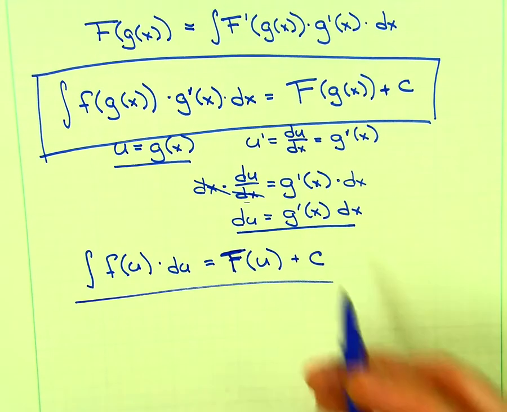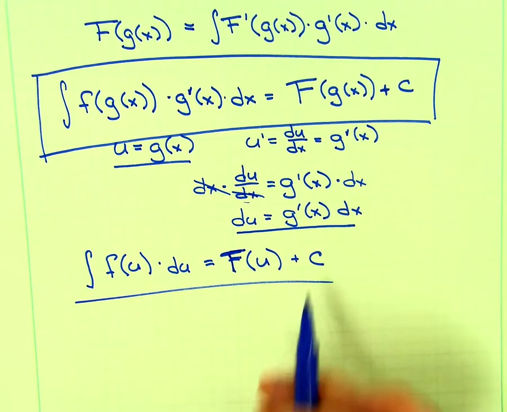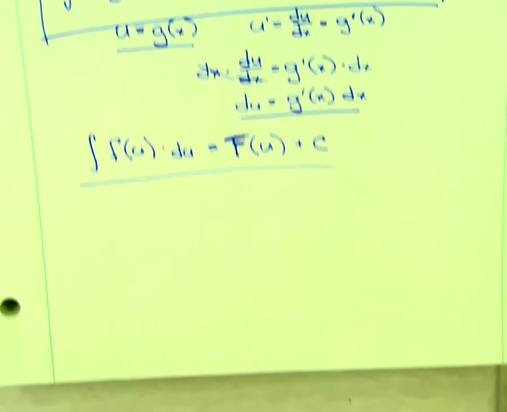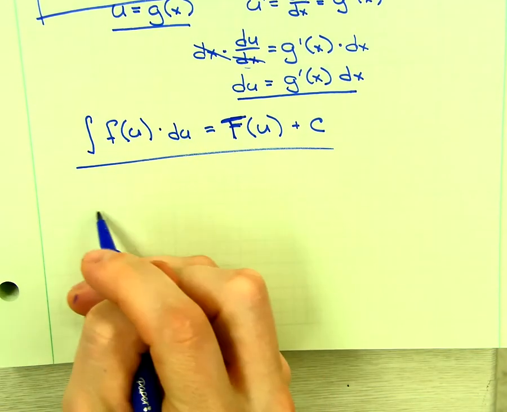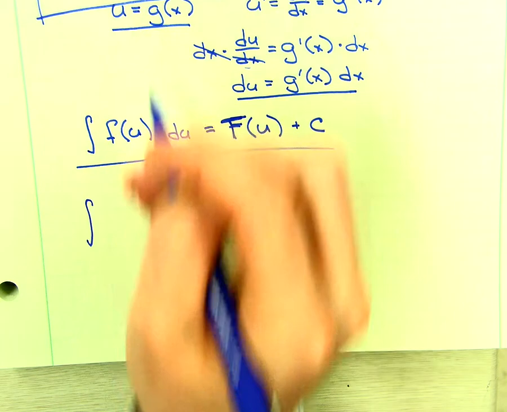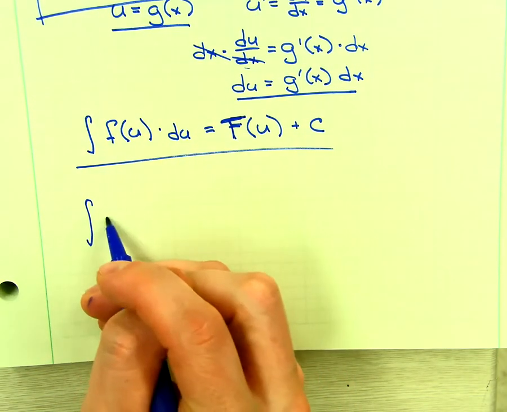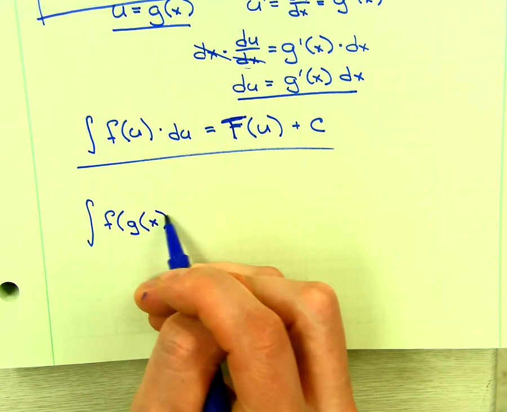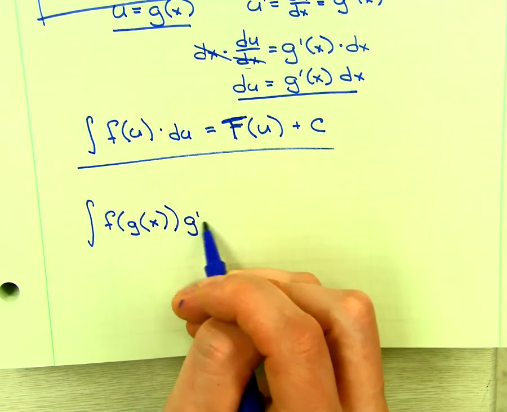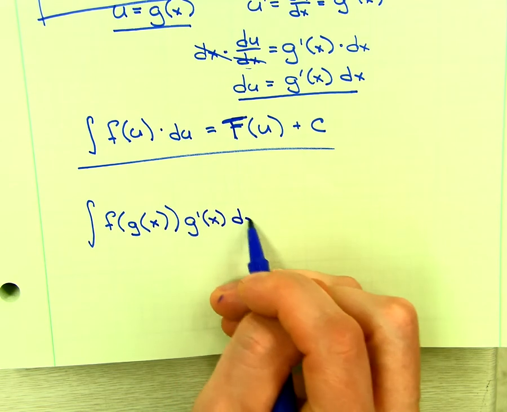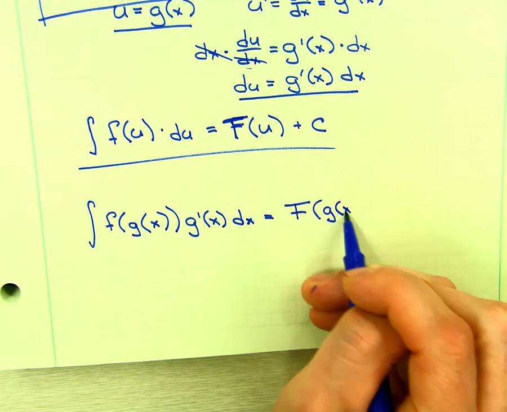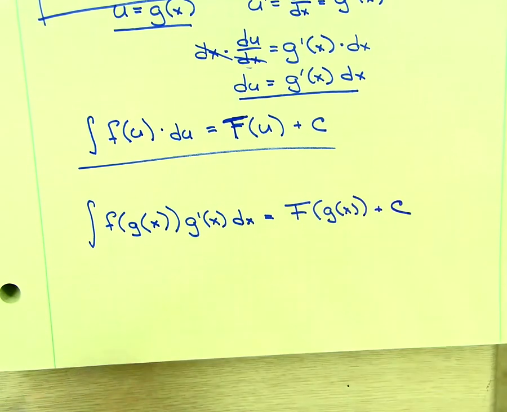Simplifies things quite a bit. Makes it a little bit nicer to look at and quite a bit easier to think about. Now, the pattern part that I mentioned earlier, the thing that I really want you to be able to recognize is that when I write this function in the original terms, when I write the theorem in the original terms that I gave you, with the g of x and the lowercase f and the g prime of x dx, this is going to be equal to capital F of g of x plus c.